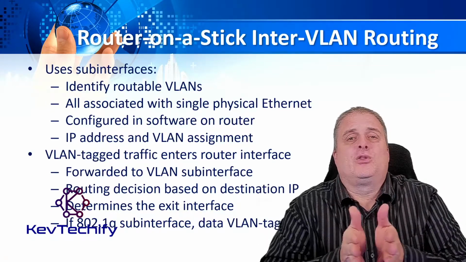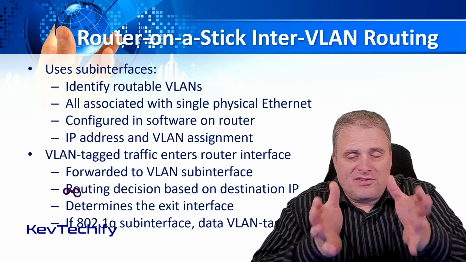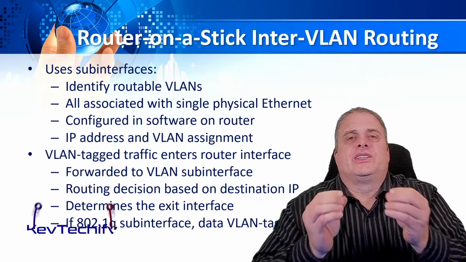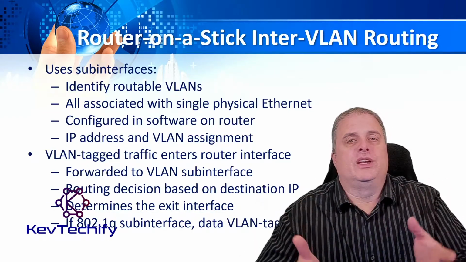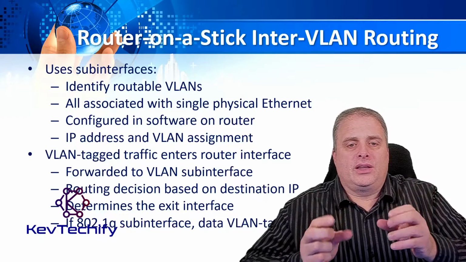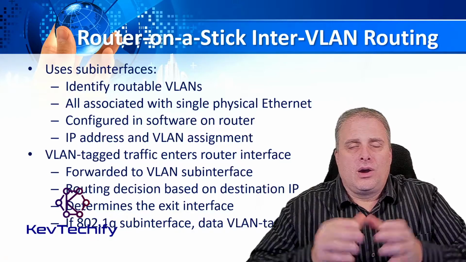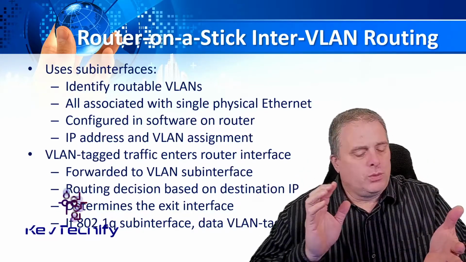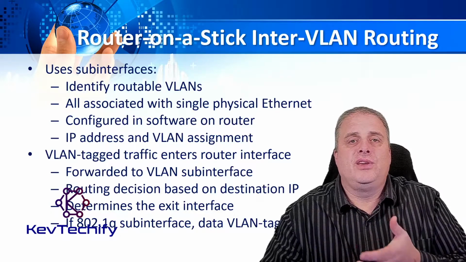Then on that physical port, we create what we call sub interfaces. We take that one physical interface, and then using software, we create sub interfaces. These are virtual interfaces that we create there, and like I said, they're configured in the software. With those sub interfaces, we put on our layer 3 IP addresses. We assign it to a VLAN there.